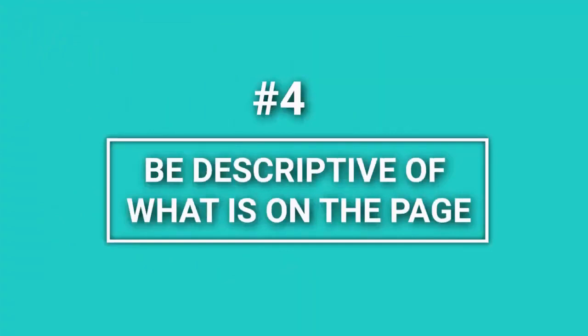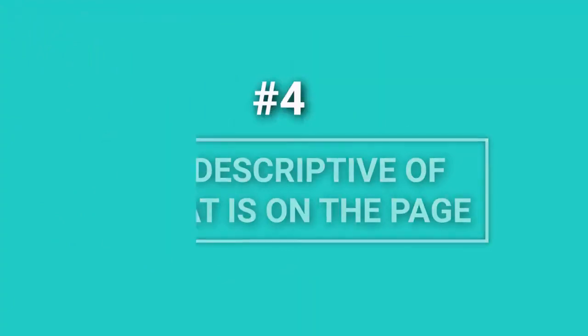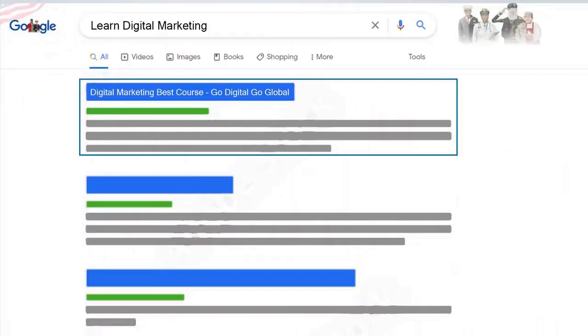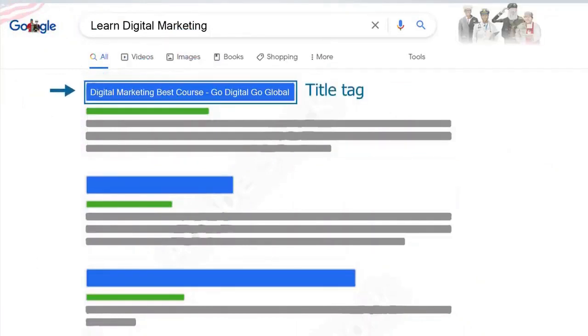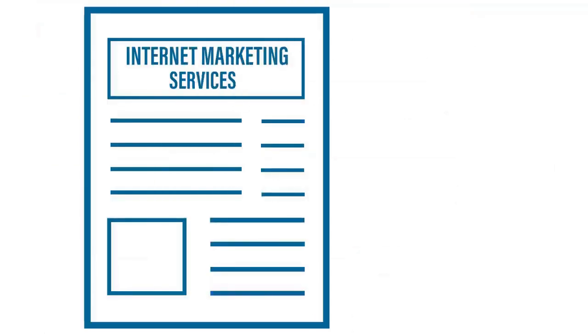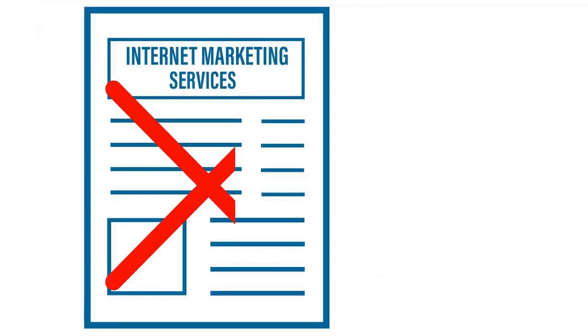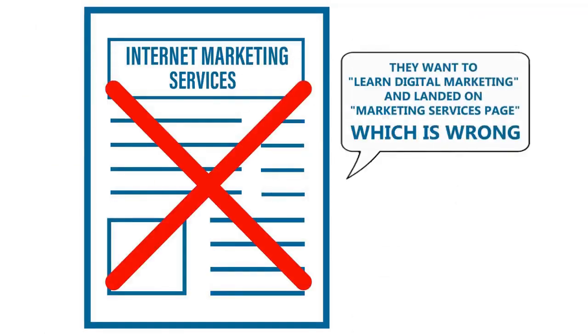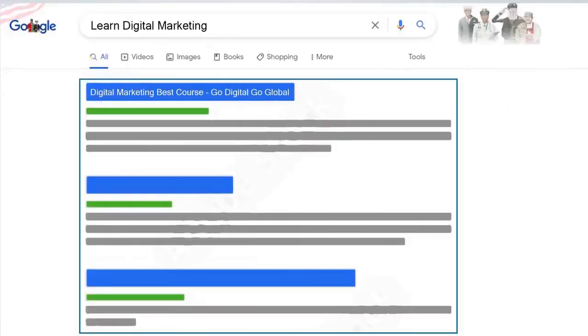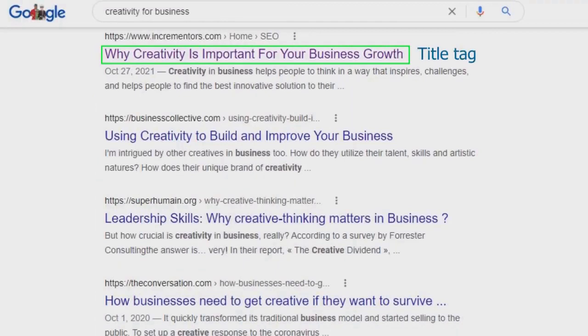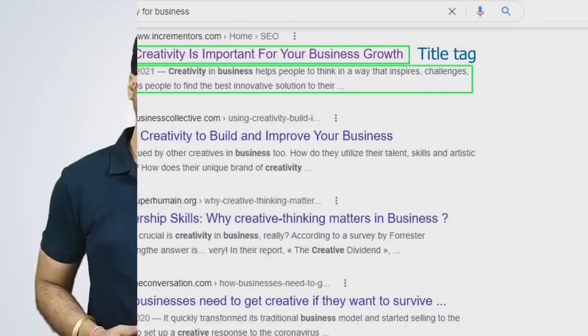Fourth, be descriptive of what is on the page. When your web page does show up in search engines, a lot of people decide whether or not to click on it based upon your title tag. If they click and come to a web page that is not what they expected based on the title, they are likely to click the back button right away and look for some different results. You want your title tag to provide an exact description of what people are going to see when they choose to visit the web page.